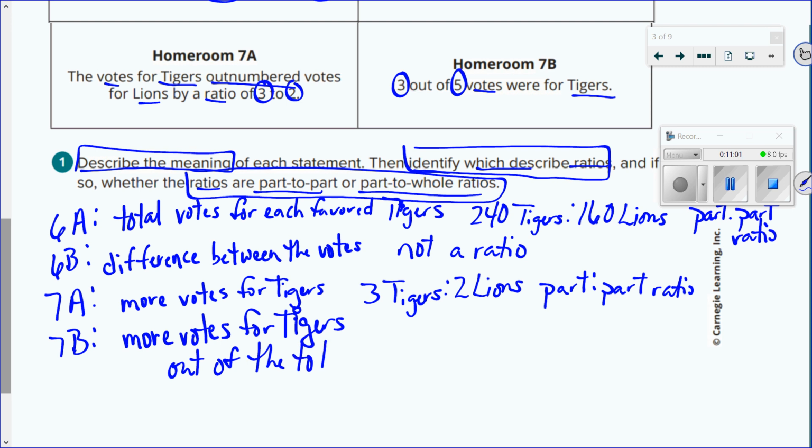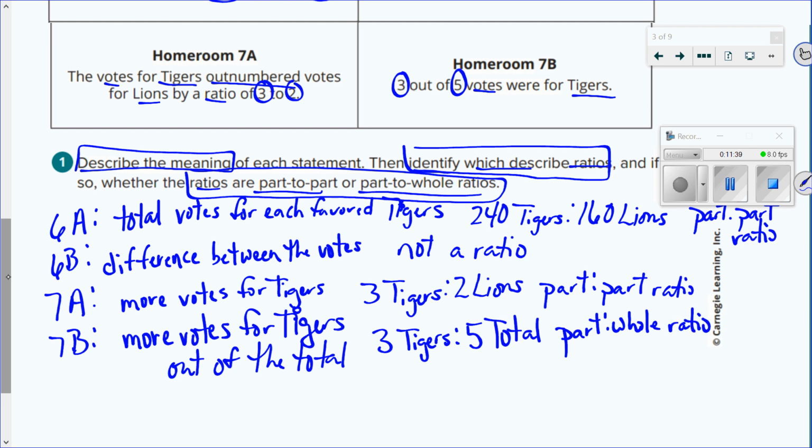What does a ratio look like on this one? Sophia? The ratio for 7B is... But what does the ratio look like? Oh, it's 3 to 5. 3 to 5. 3 what? 3 tigers. To 5 what? 5 lions. What? 5 total. To 5 total, which gets to the last part. So this is a part to whole ratio. It took me a while to get there. I got it.